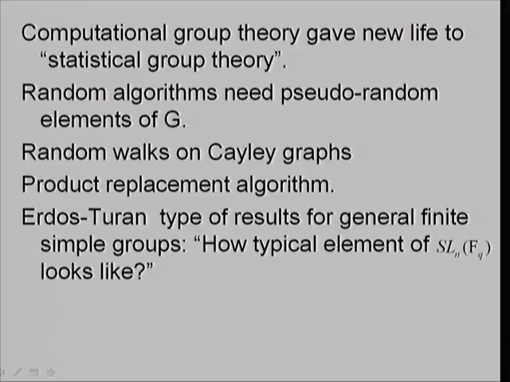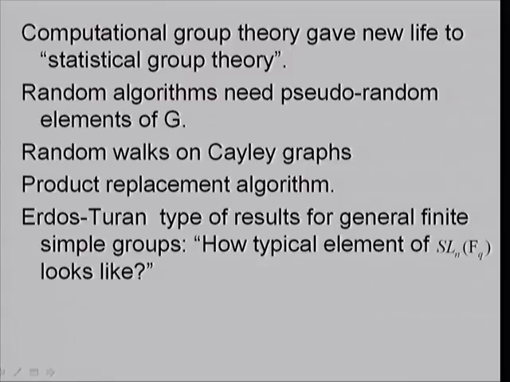A famous algorithm which does something different than just going on a random walk on the Cayley graph is what's called the product replacement algorithm, which I think was mentioned maybe in one of the talks here. I want to say that these type of problems raise back the type of questions studied by Erdos and Turan. Erdos and Turan, as I said, studied the typical behavior of a permutation, number of cycles, etc.